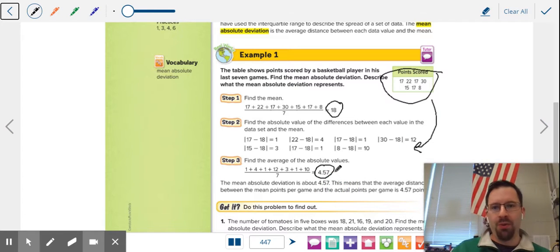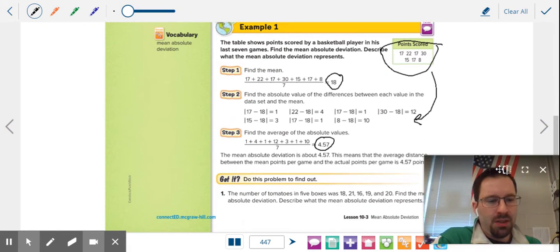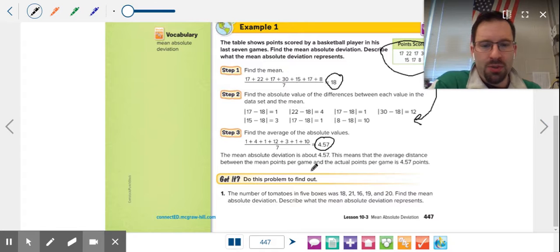Now, what do we use the MAD for? It's a very accurate way of telling how spread apart your data is. The higher the number, the more spread apart; the lower the number, the more compact the data is, more consistent.